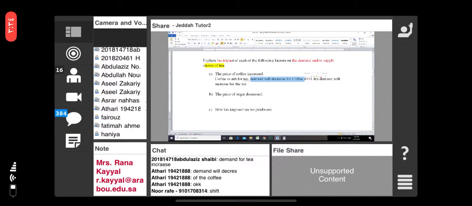Shift. الشيء الوحيد اللي حيخلي movement الكيرف على الكيرف تبع التي هو سعر التي. price of the tea إذا تغير هو حيخلي لي movement. غير هيك أي حاجة تانية حتولي to a shift. So then I will have demand will shift demand of tea عشان كمان نكون دقيقين. Demand of tea will shift to the right side.